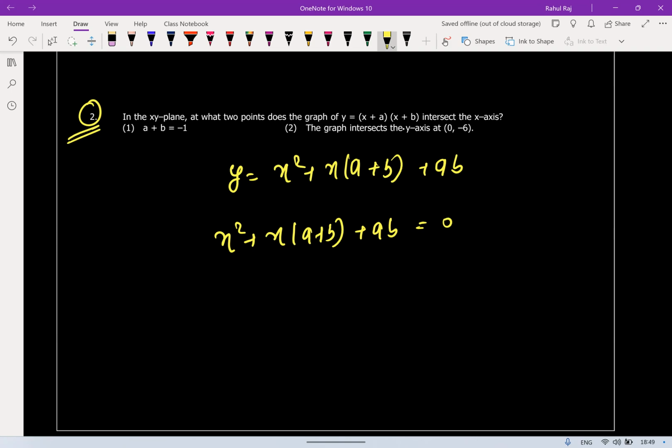Now I need to know the value of a plus b. AB is given to me in statement number 1, but I don't know anything about b. So not sufficient. Option number 2 says the graph intersects the y-axis at 0 and minus 6.